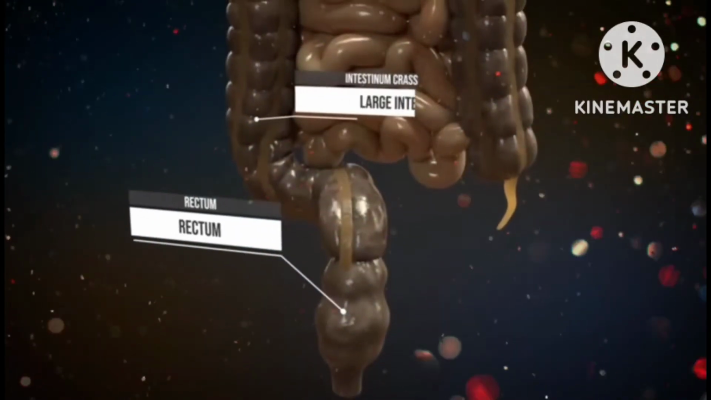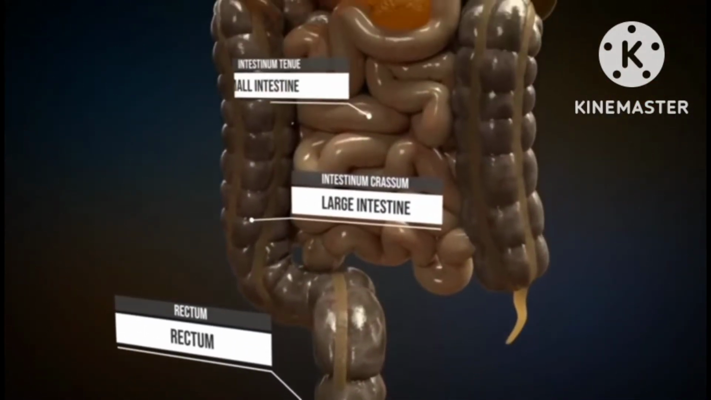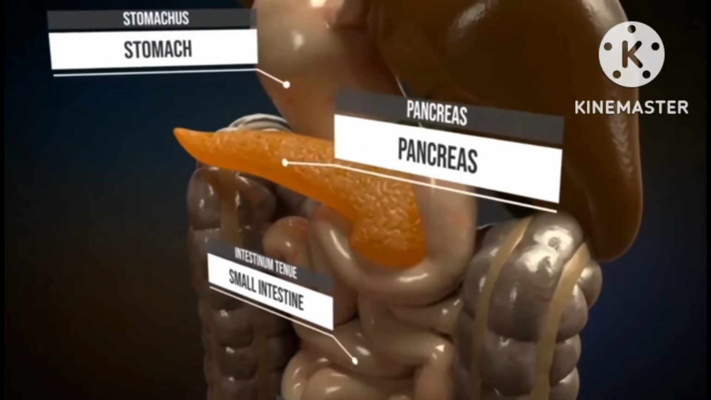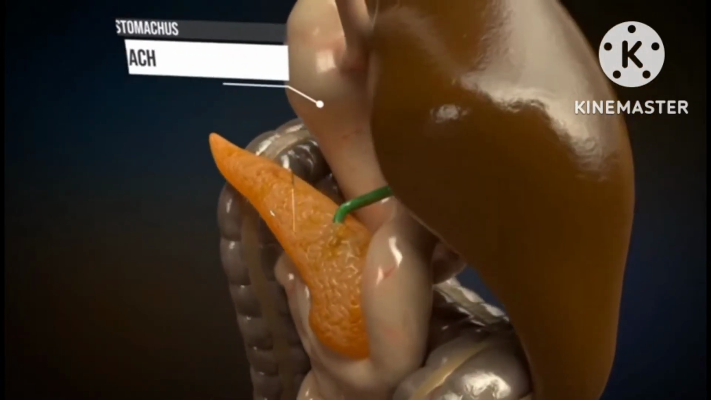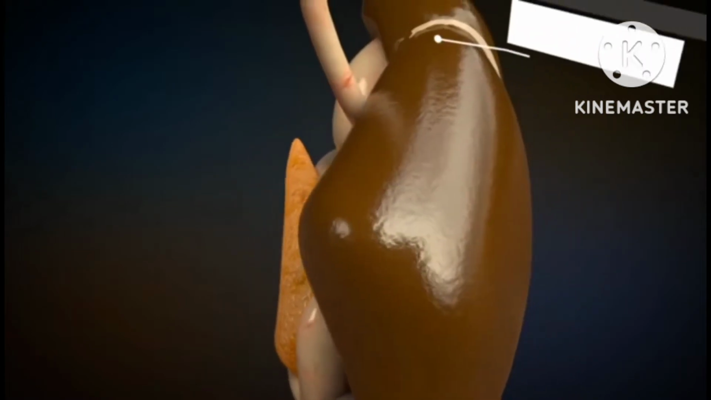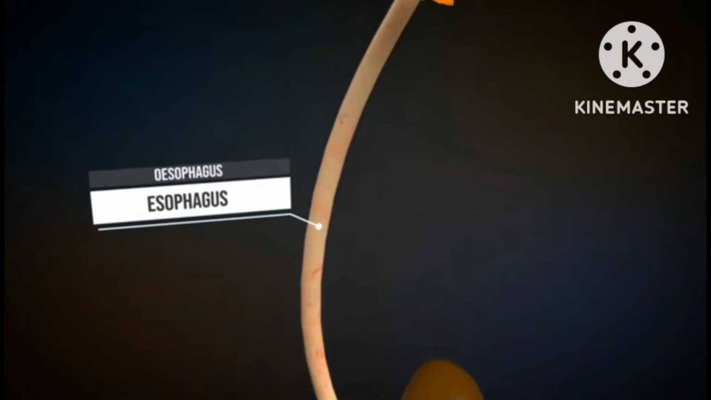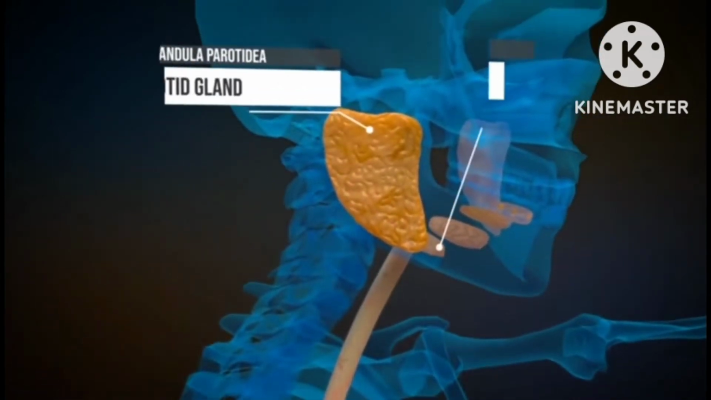The digestive system typically consists of the rectum, the large intestine, the small intestine, the pancreas, the stomach, also called gaster and ventriculus, and the liver with the gallbladder. The esophagus is also part of this system, as well as various salivary glands near the mouth.